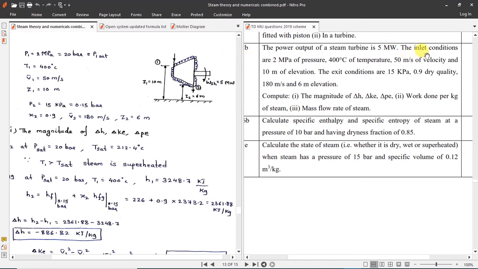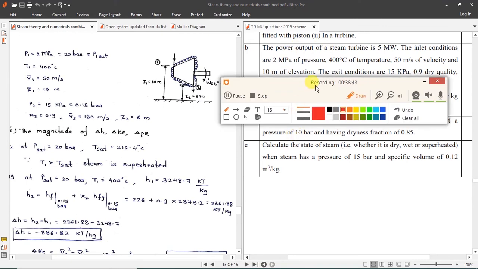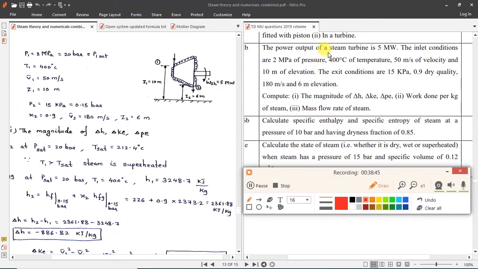The inlet conditions are, now this is an important question over here. The important thing is this is steam. If you see the previous numericals which we have solved in the steady flow energy equation module number 1, there we solved numericals related to air. Here we are solving numericals related to steam. The equation remains the same, steady flow, but we will be using enthalpy values from the steam table. This is the difference which you should note.